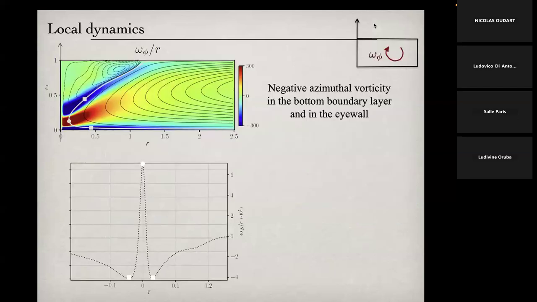Now, let's have a look at the local dynamics. So we get closer to the eye. In this picture, the axis of rotation is still on the left, and we superimposed the streamlines in black and the azimuthal vorticity field in color. Blue means negative and red means positive. As expected, in the bottom boundary layer, the azimuthal vorticity is negative.